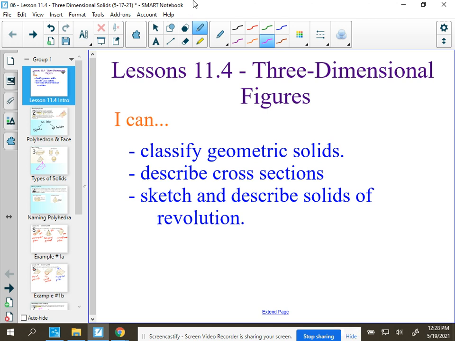The major focus is right here: being able to classify, talk, communicate, recognize and identify geometric solids. I'm not saying the other topics aren't important, but we hit them, the cross sections and the solids of revolution. Yeah, we got it done. So that's it, lesson 11.4 done. I think under 20 minutes.